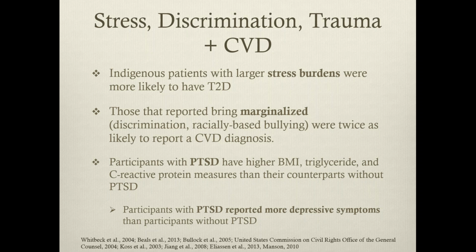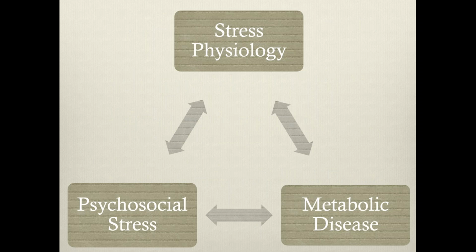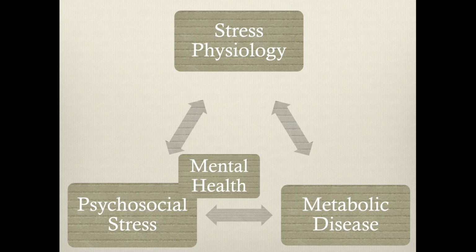And in another study, participants who had PTSD had higher BMI, triglycerides, and C-reactive protein measures than their Native American peers who did not have post-traumatic stress disorder. And again, this is another example that the participants that did have PTSD reported more depression. So there is this mental health component of stress that is appearing. This is a model of the relationship between stress, the stress physiology, and metabolic disease. And one of the trends in the literature is that mental health explains part of that relationship.